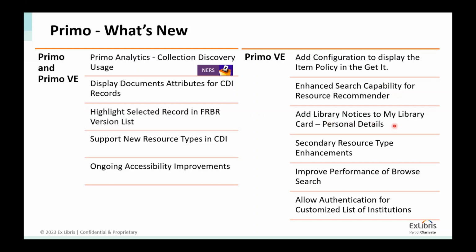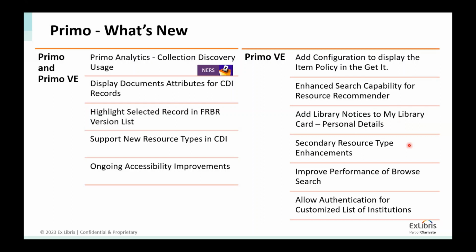Also, something that is already available in Primo Back Office and will now be available in Primo VE is the library notices section in the personal details in My Library Card. This section allows the user to choose whether to opt in or opt out from notifications or letters from the library. So we'll share with you how it looks in Primo VE.